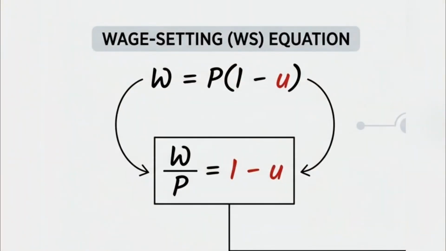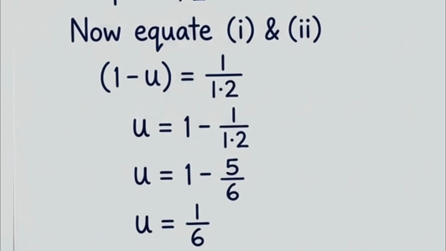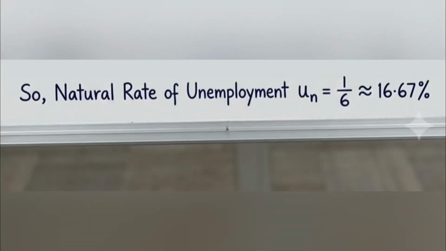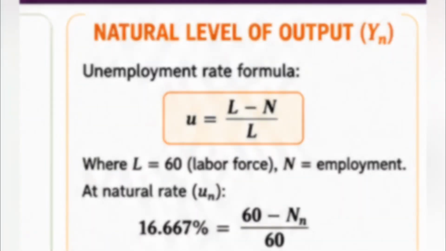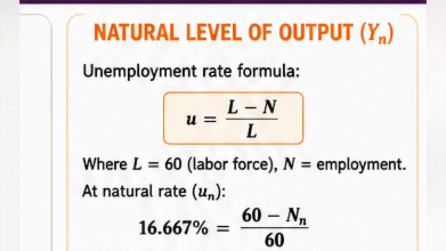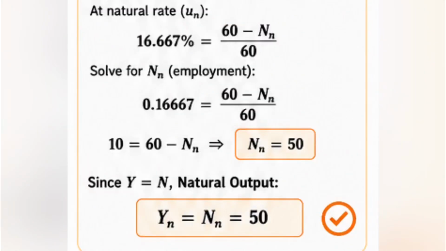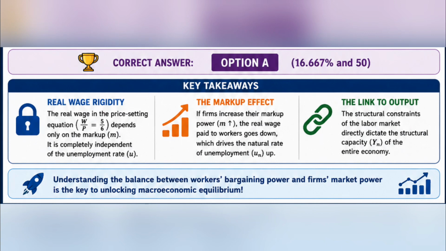At equilibrium, this real wage must be equal to the real wage demanded from the wage setting side, which is 1 minus U. Solving 1 minus U equals 5/6 gives us a natural rate of unemployment of 1/6 or approximately 16.667%. To find the natural level of output, we use the unemployment rate formula, which equals the labor force minus employment all divided by the labor force. Solving this gives us an employment level of 50. Since our production function states that output equals employment, the natural level of output is also 50. Therefore, the correct answer is 16.667% and 50.